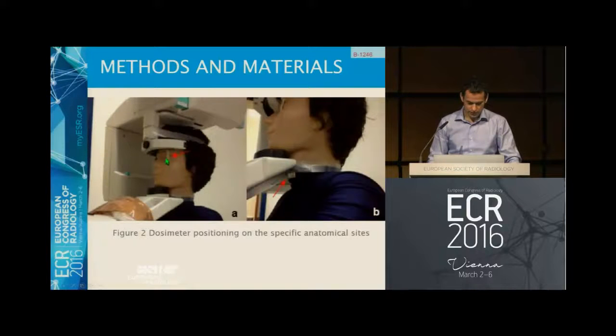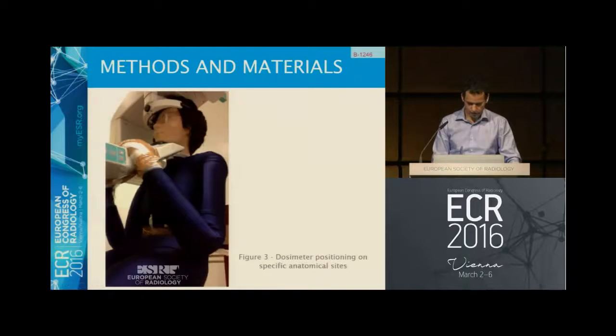Here, the arrows, you can see the dosimeter positioning for specific anatomical sites on the lens and on the thyroid. Here, a view from below.